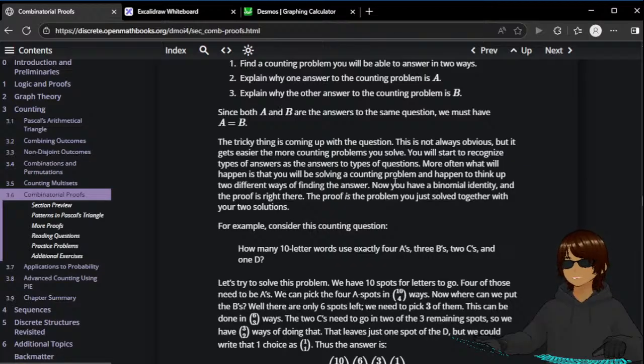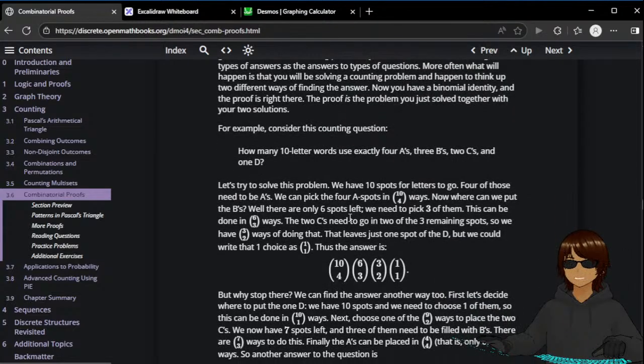For example, consider this counting question. How many 10-letter words use exactly 4 A's, 3 B's, 2 C's, and 1 D? There are 10 letters in total, right? Take 10 factorial divided by 4 factorial, divided by 3 factorial, divided by 2 factorial, divided by 1 factorial.